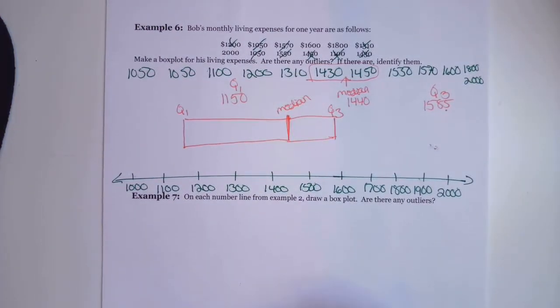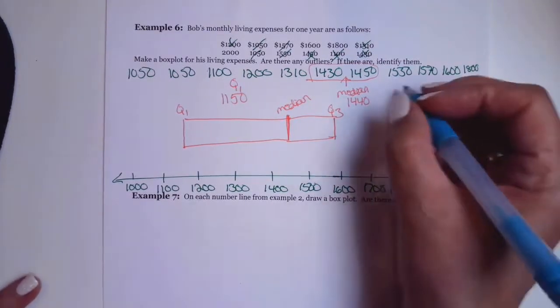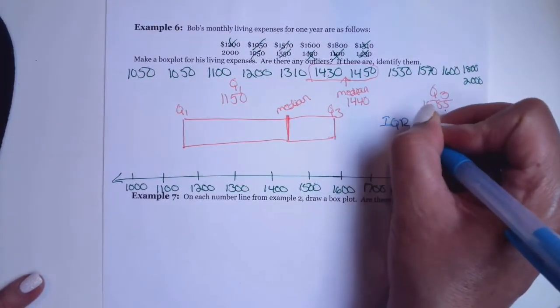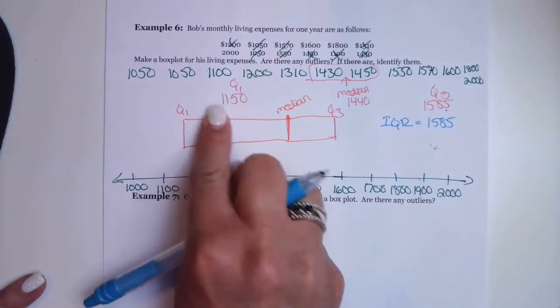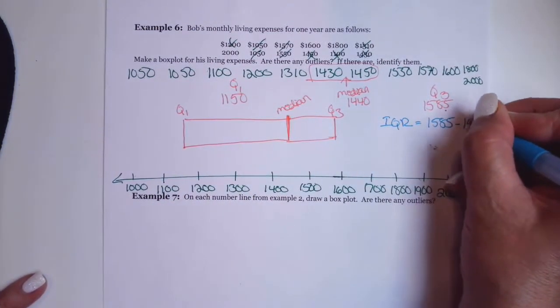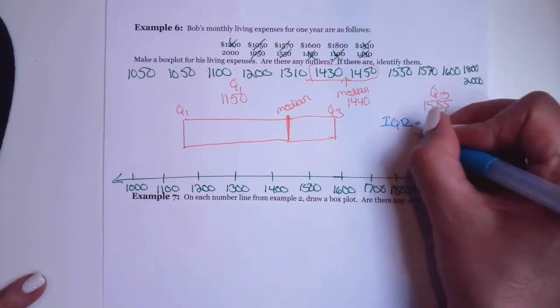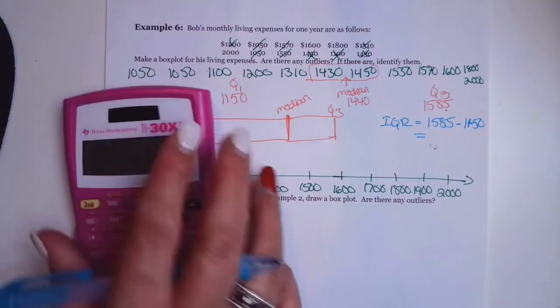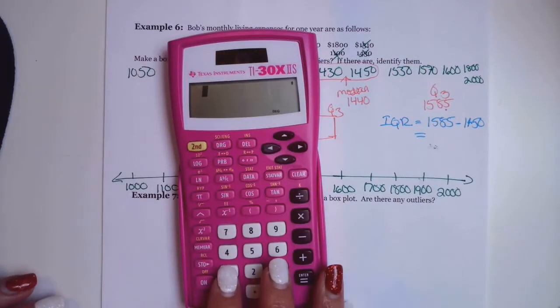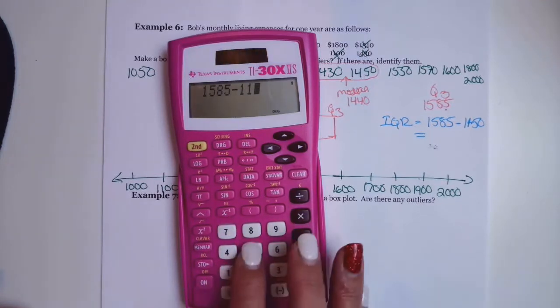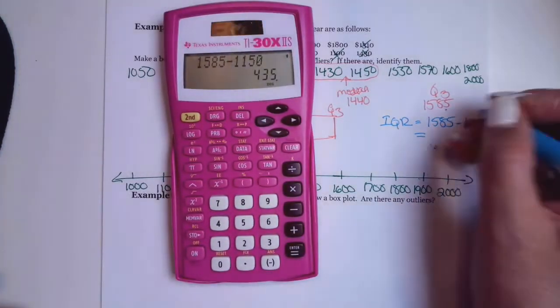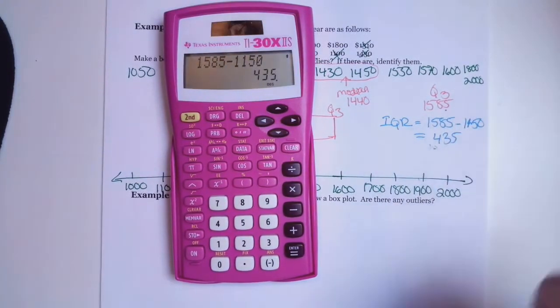Now the whiskers. So our IQR here is, again, the third quartile minus the first quartile. That would be 1,585 minus 1,150, which is 435.